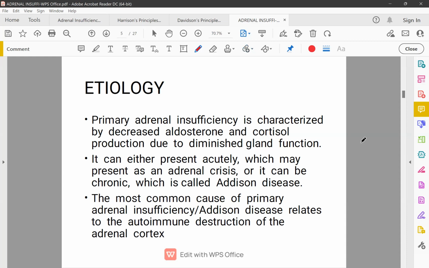The second thing is that primary adrenal insufficiency can be acute or chronic. If it is acute, it is called a crisis.